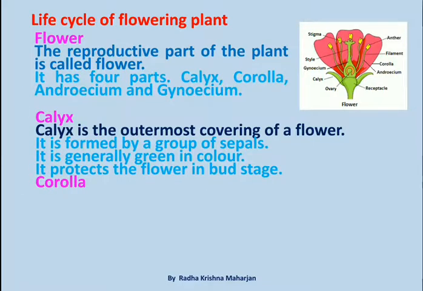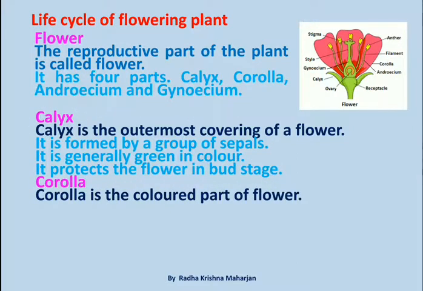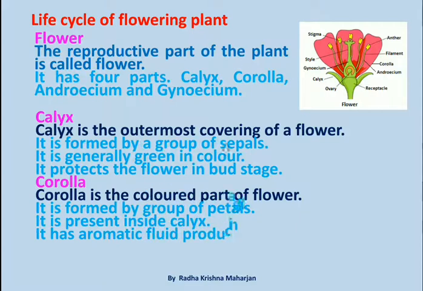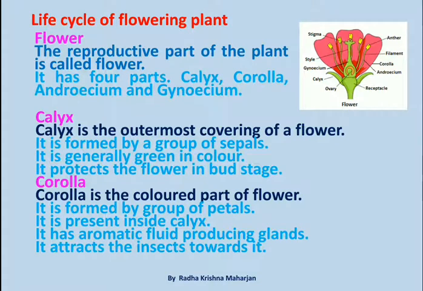Corolla. Corolla is the colored part of flower. It is formed by a group of petals. It is present inside calyx. It has aromatic fluid producing glands. It attracts the insects towards it.